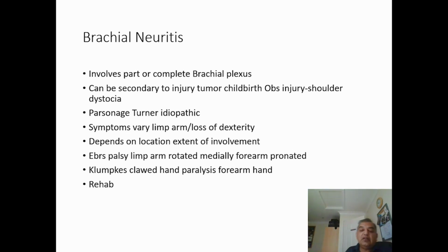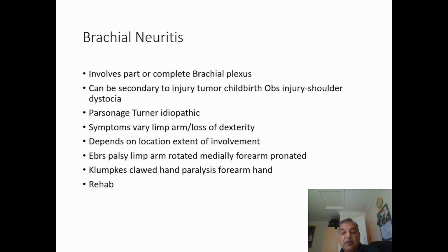Now, there's a condition called brachial neuritis, which involves the brachial plexus. It can be secondary to, of course, injury, tumor, childbirth. Obstetrics, shoulder dystocias can cause brachial neuritis. Usually it will be one-sided, but it can also cause a bilateral involvement in an idiopathic condition called Parsonage-Turner syndrome. Symptoms can vary. The arm can be mildly affected and not weak, but occasionally you can have limp arms that hang by the side. Depends on the location, extent, and involvement.